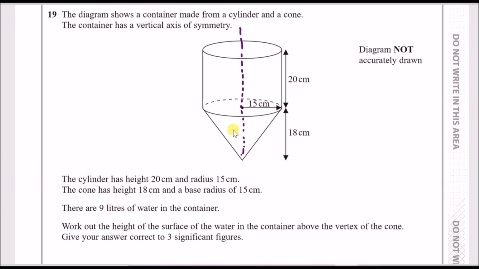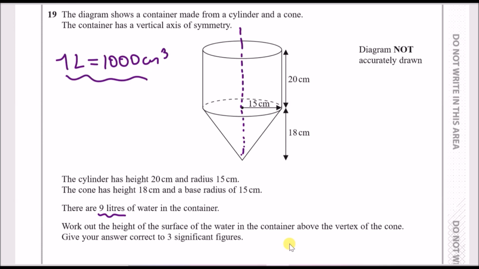There are 9 liters of water in the container. Okay, so notice how they use liters here. What this is trying to say is that for every 1 liter, and we need to know this relationship, you get 1000 centimeter cubed as its equivalence, yeah? So I think that's kind of tricky. They want you to know that 9 liters is therefore 9000 centimeter cubed. Okay, cool. So work out the height of the surface of the water in the container above the vertex of the cone.